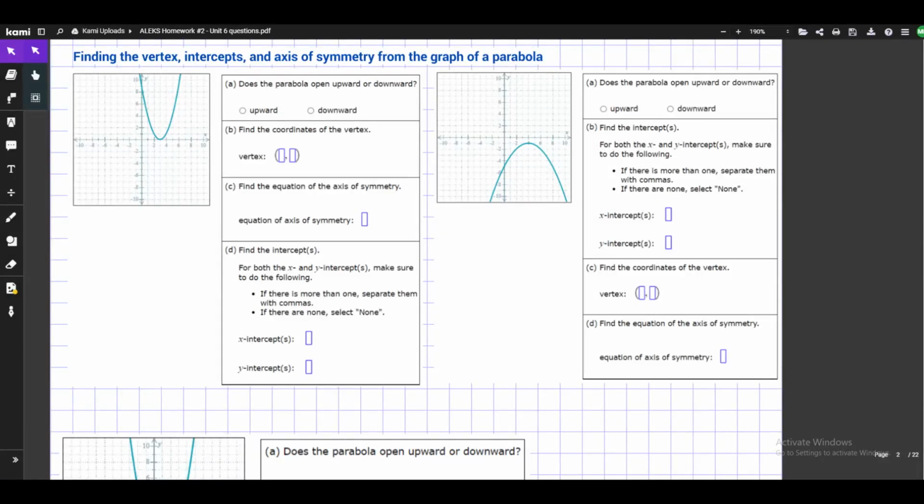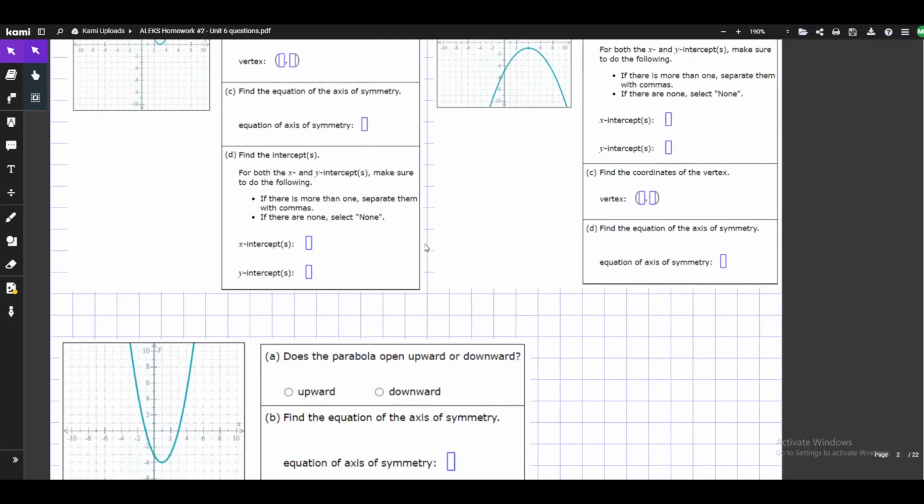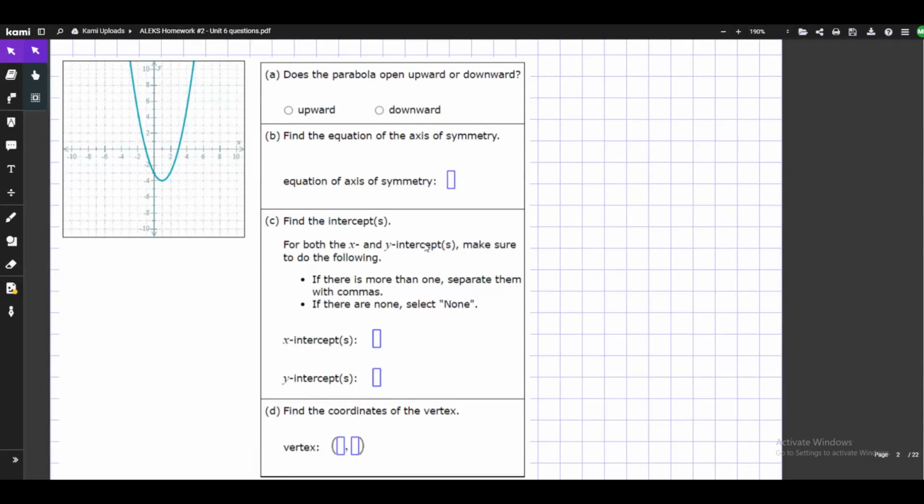All right, so finding the vertex, intercepts, and axis of symmetry for the graph of a parabola. We are going to be doing 3 problems of these because there's 3 different types of things that you want to look at. However, we're going to start with this one because they can change the order of the questions. So basically, it's a checklist.